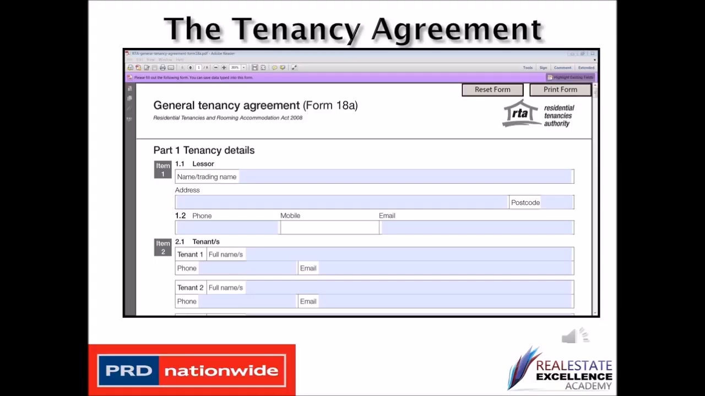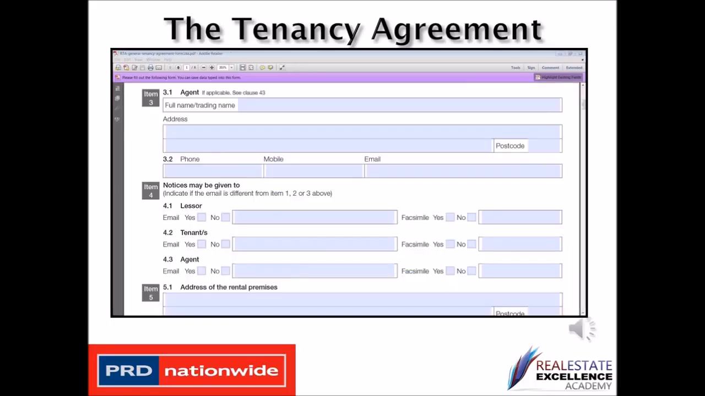Item 1 of the contract, if you refer to it, has the owner's name, care of our agency. Item 2 has your names. Please make sure we've spelt your name correctly, and then we have the best phone number and email contact for you if applicable. Item 3 of the agreement sets out our agency details, our address, phone, mobile and email. Always be sure to keep this contract in a safe place in the event you need to refer to it during the tenancy. Item 4 requests your consent for notices to be issued via email or facsimile.